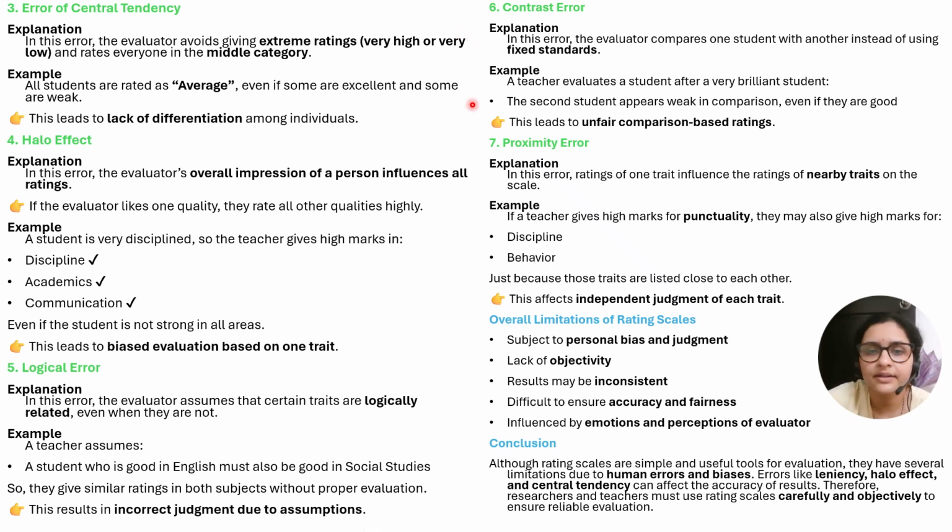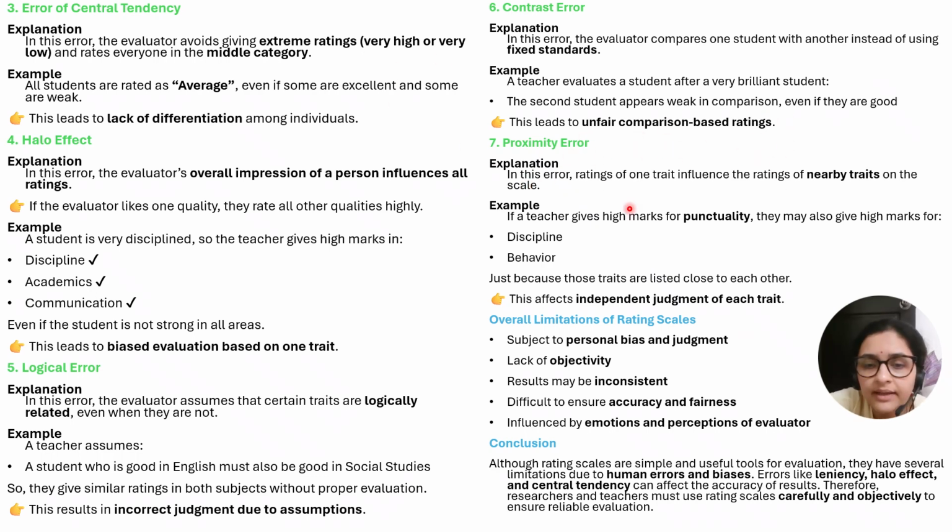In contrast error, the evaluator compares one student with another student instead of using fixed standards. That is, a teacher evaluates the students after a brilliant student. The second student appears weak even if they are good. So he will take a brilliant, very excellent student as a standard, and he will start comparing every student with the brilliant student. Then he will find every student bad, in spite of them being good. This is unfair comparison and it is biased comparison.